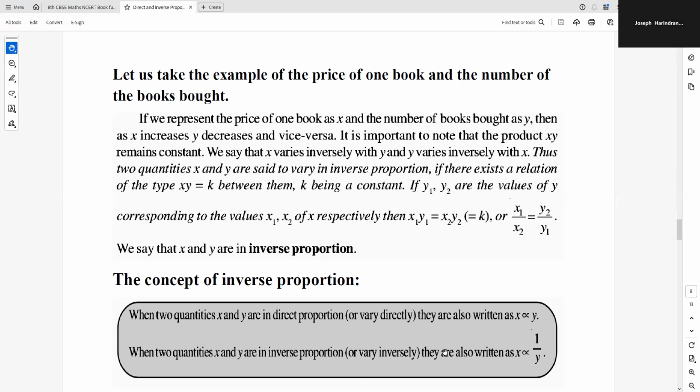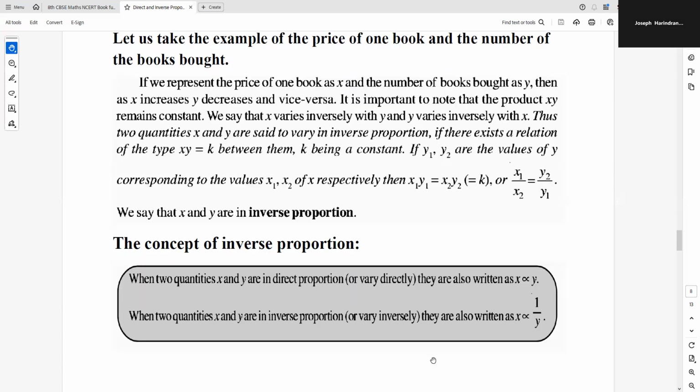Then x1 y1 is equal to x2 y2, which is equal to the constant k, or x1 by x2 is equal to y2 by y1. That is the difference between direct variation and inverse proportion. In direct proportion it was the same, but here it is just the opposite. So x1 by x2 is equal to y2 by y1. We can represent this concept: direct proportion is x is proportional to y, whereas inversely proportional is x is proportional to 1 by y. That is the difference. The reciprocal, 1 by y. When one quantity increases, the other quantity will decrease in the case of inverse proportion.